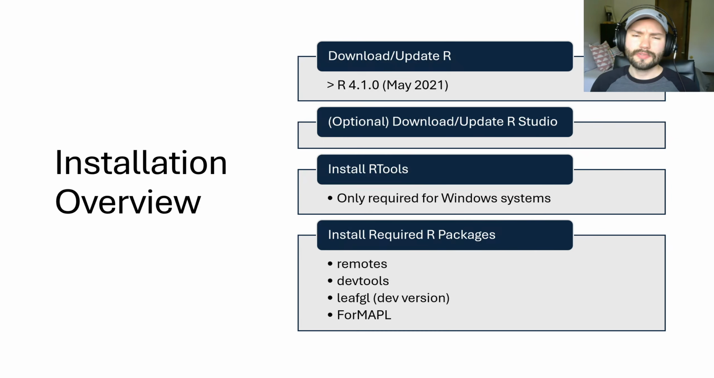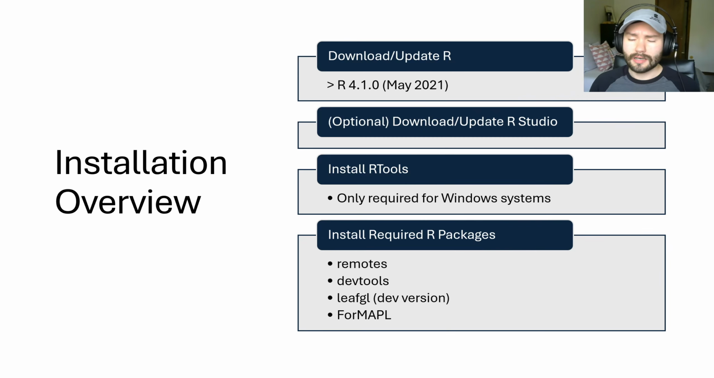Hello. In this video, we'll be going over installing and downloading the necessary tools and software that you need to get ForMAPL up and running on your system. So first of all, we need to download and/or update R. In order for ForMAPL to run, you need at least R version 4.1.0, which was released back in May of 2021. So if you've used R in the past couple of years, you should at least be on this version.